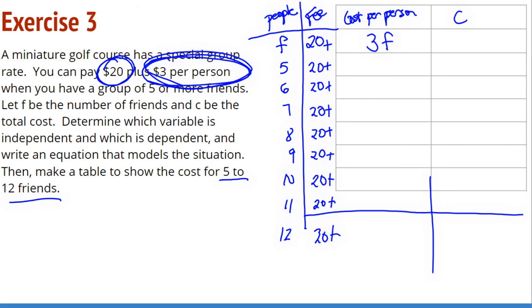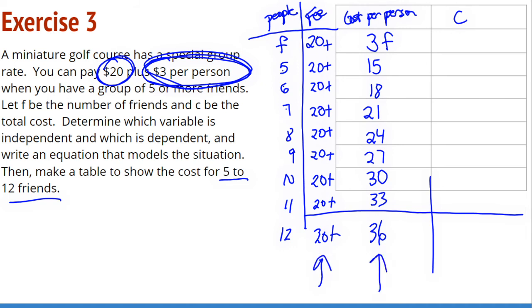So if I take 5 people, 3 times 5, that's going to be $15. If I take 6 people, that's going to be $18. 7 and 3 is 21. 8 and 3 is 24. 9 and 3 is 27. 10 and 3 is 30. 11 and 3 is 33. 12 and 3, 36. Okay, so I've got all my parts here now. I've got the $20 flat fee that I have to pay, and then I have the $3 per person, and if I bring this many people, this is what it costs.